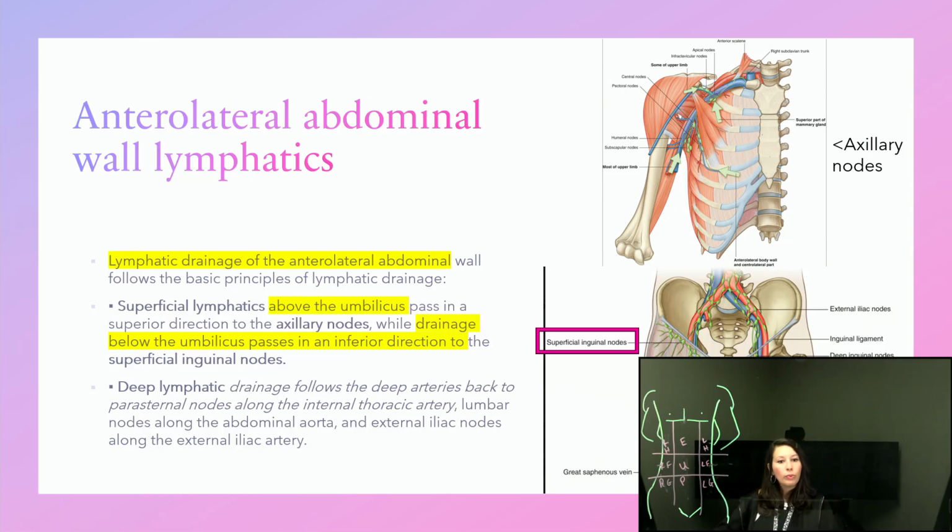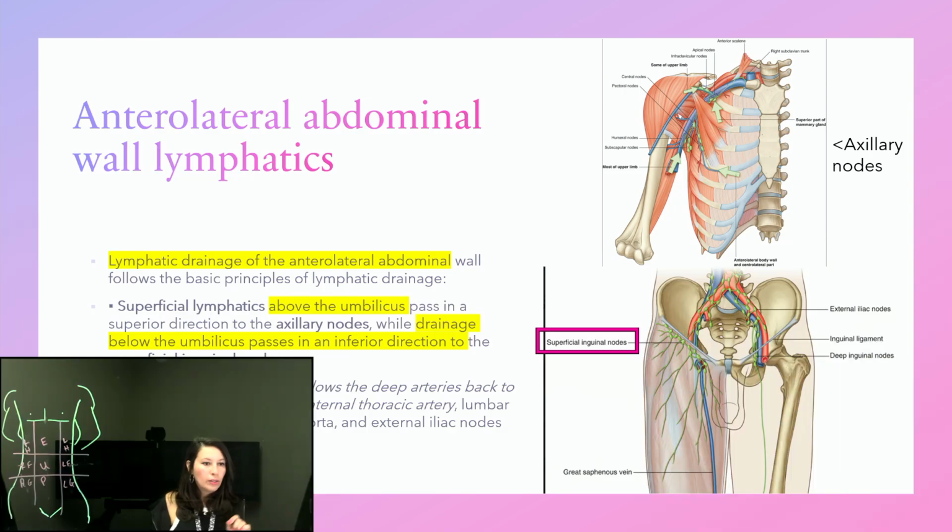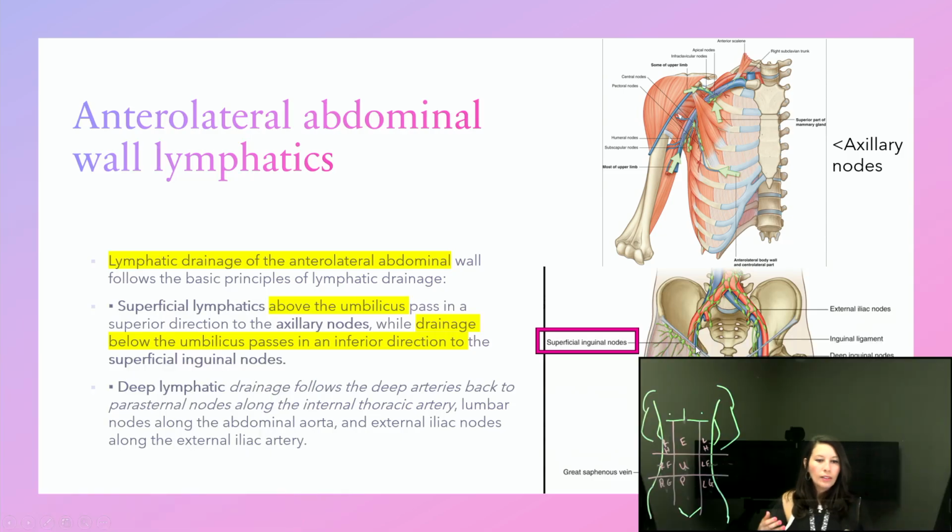And the drainage below the umbilicus passes in an inferior direction towards the superficial inguinal nodes, which I added here on this picture. Let me move myself to the other side so you can see it on the screen. That's your superficial inguinal nodes. And you also have some deep lymphatics that are draining towards the deep arteries of the back, right? Those lymphatic nodes that we have in that area.